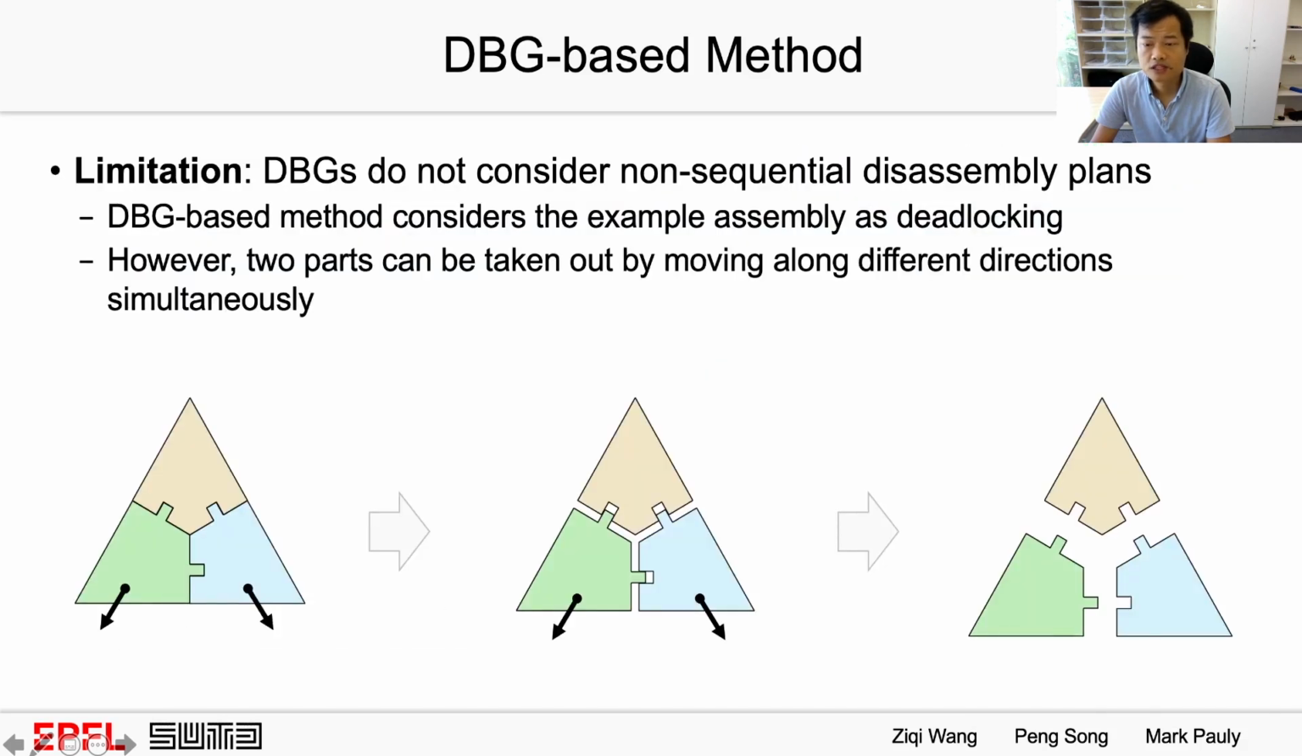The limitation of the DBG-based method is that DBGs do not consider non-sequential disassembly planes. Taking this as an example, this method considers it as interlocking. However, the green and cyan parts actually can be taken out by moving along different directions simultaneously.